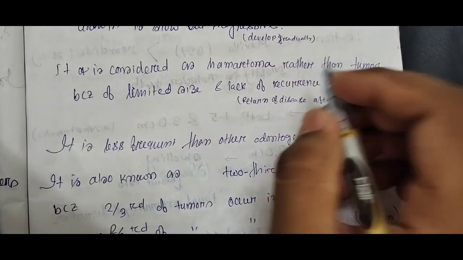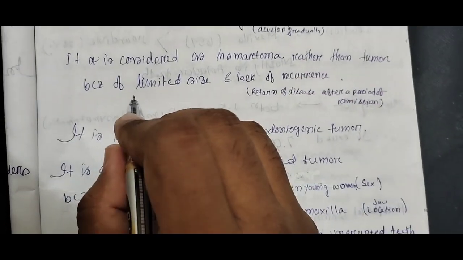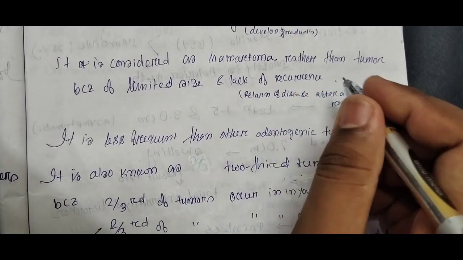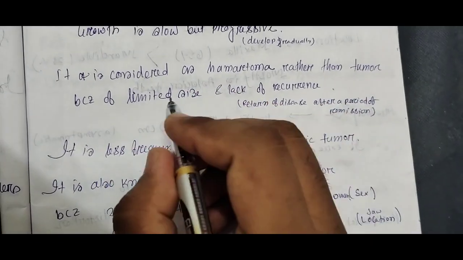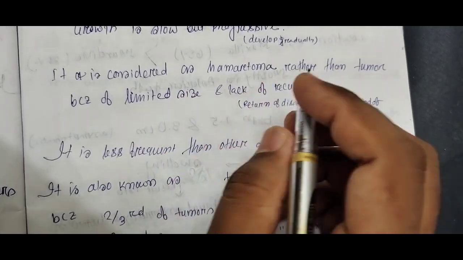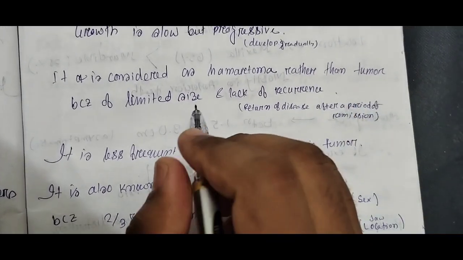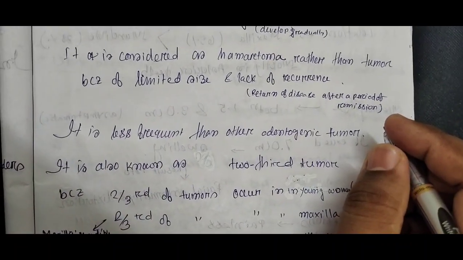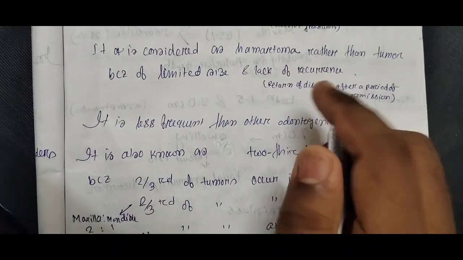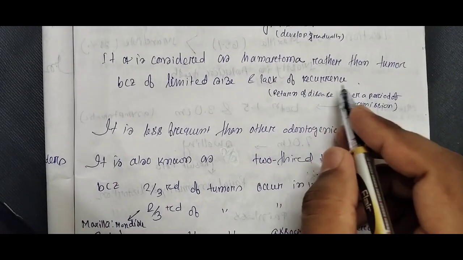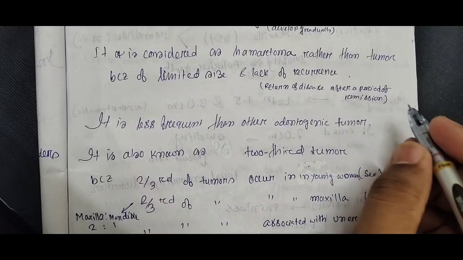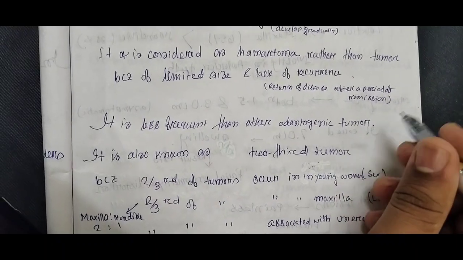It is considered a hamartoma rather than a tumor because of its limited size and lack of recurrence. That means we know that tumors grow excessively, but this tumor does not have such growth. This tumor grows slowly, and it lacks recurrence. Recurrence means return of disease after a period of remission.